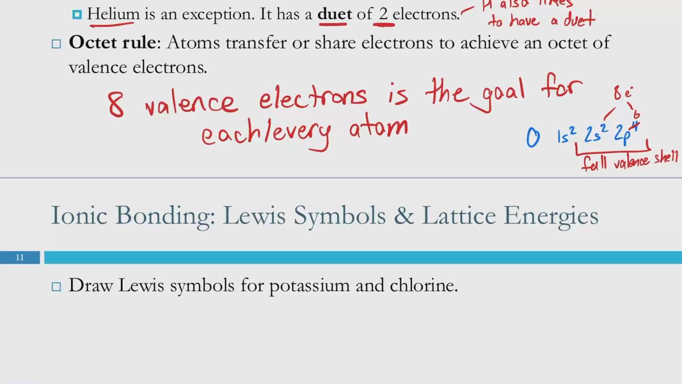Great. Let's draw Lewis structures for potassium and chlorine. So potassium, K, chlorine, Cl. How many valence electrons does potassium have? 1. It's in group 1, so it has 1 valence electron. Chlorine has how many? That has 7, because it's in group 7A or 17. So we draw on 7 dots.